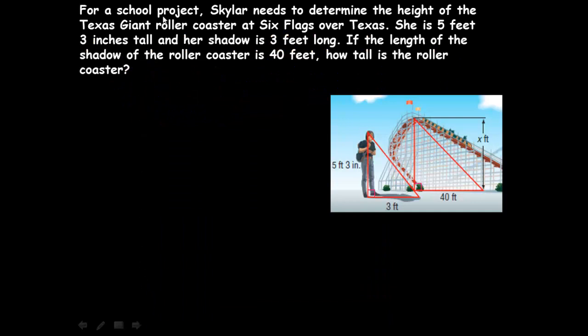This problem says for a school project, Skyler needs to determine the height of the Texas Giant roller coaster at Six Flags Over Texas. She is 5 feet 3 inches tall and her shadow is 3 feet long. If the length of the shadow of the roller coaster is 40 feet, how tall is the roller coaster? So what you have to do is remember your similar triangles, and we don't have points named on them, so we're going to have to come up with a system of working this out.